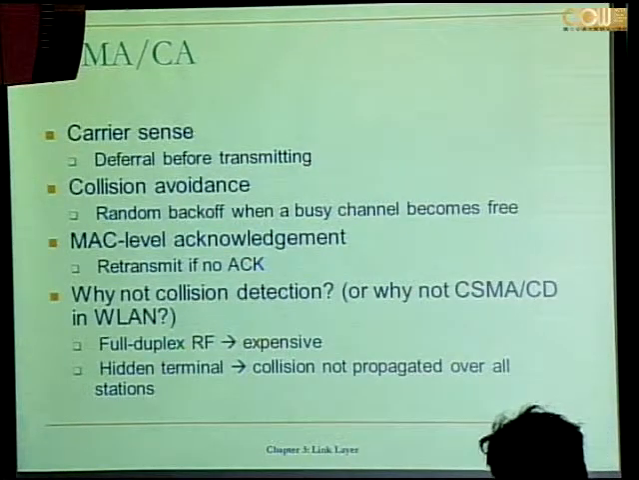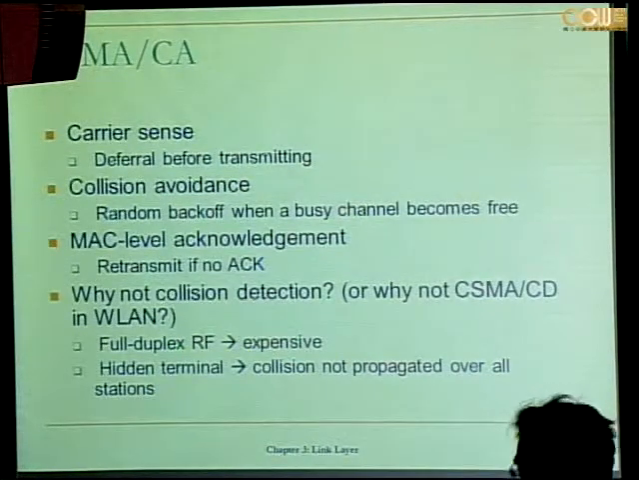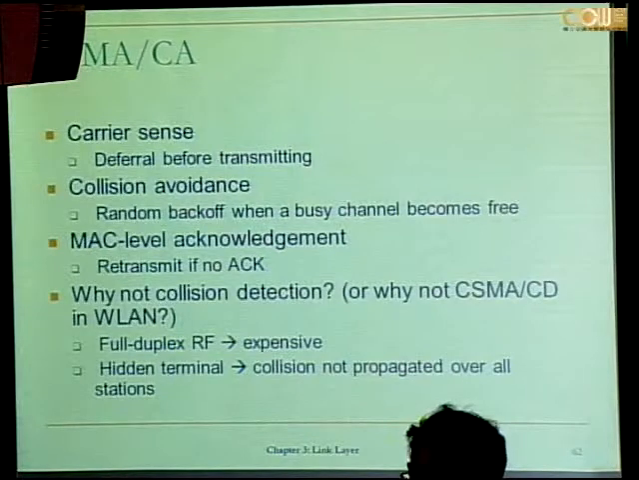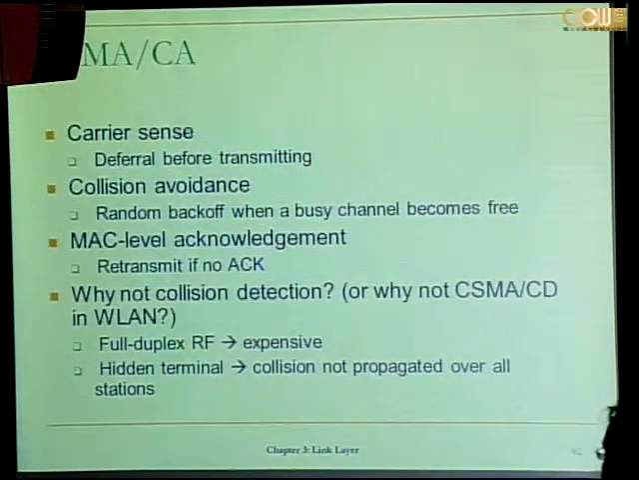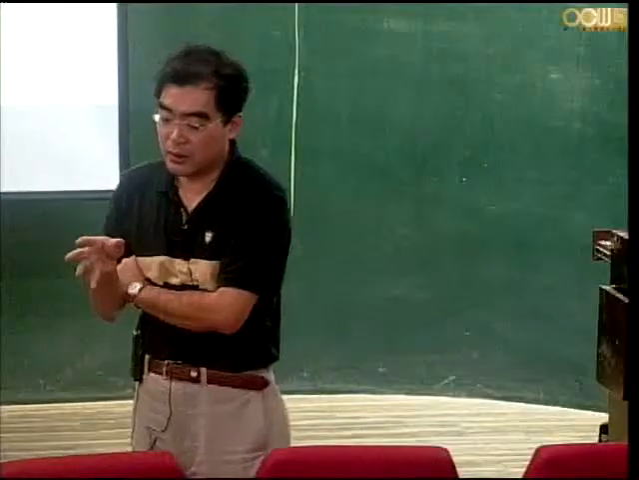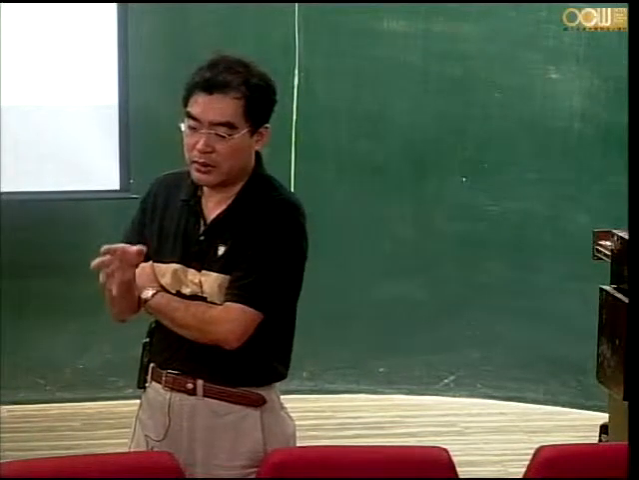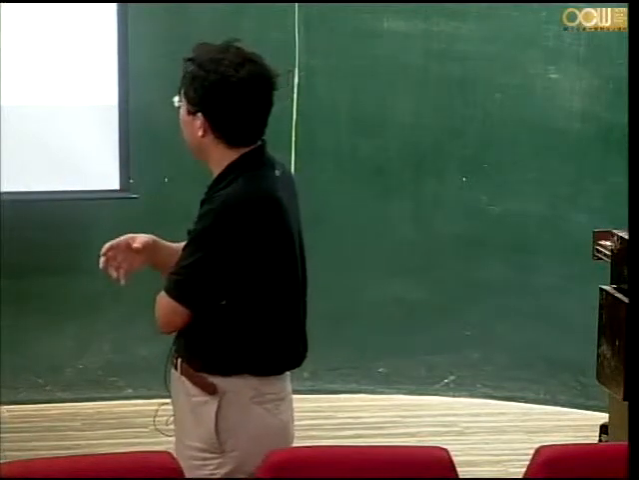And then if I transmit, I don't know, if I don't do collision detection, I don't know whether my frame is successfully transmitted and received. So I need to rely on explicit acknowledgement to make sure that my transmission is correct. If I don't get an acknowledgement back immediately, then I know my frame is lost or in error or collided. So I will retransmit again.